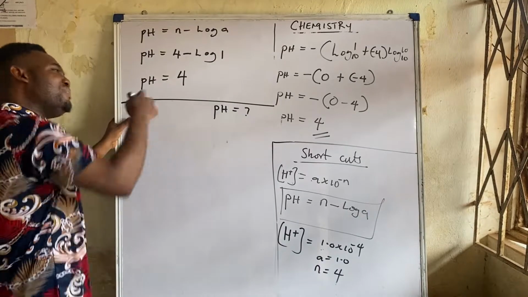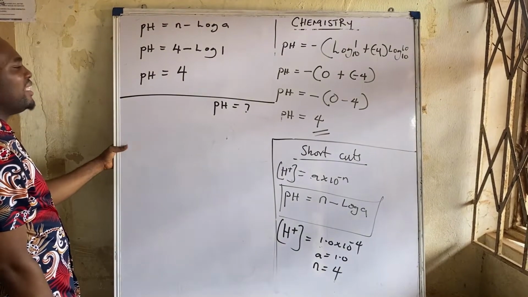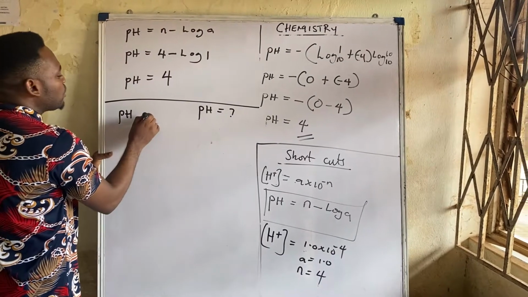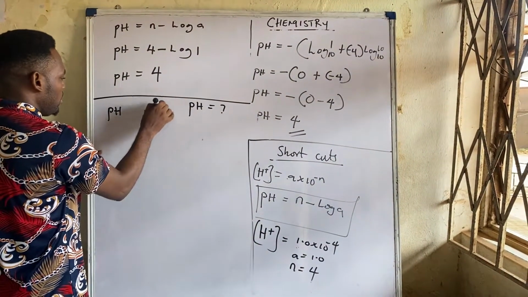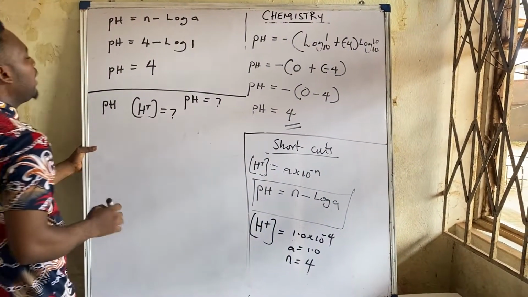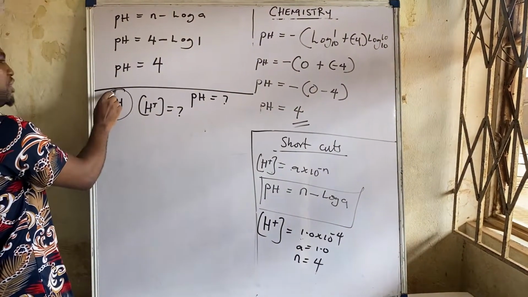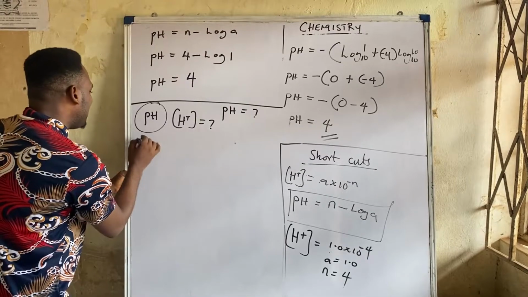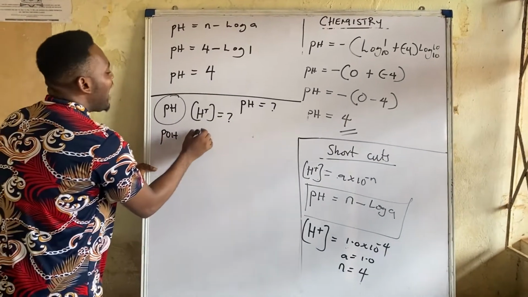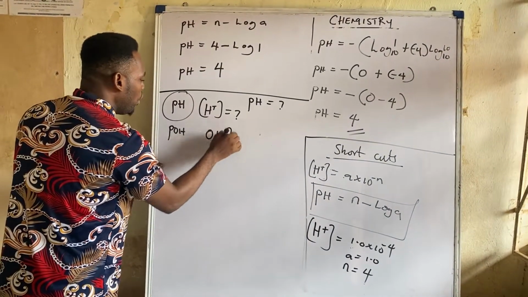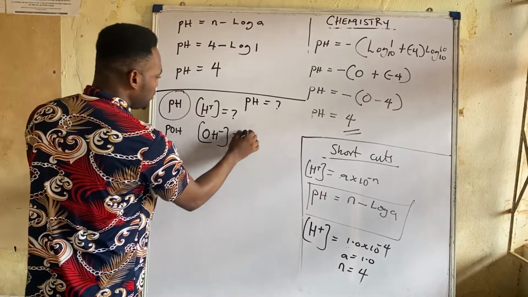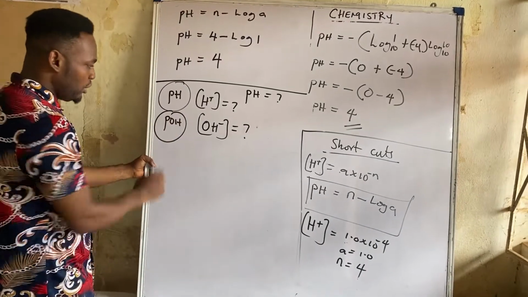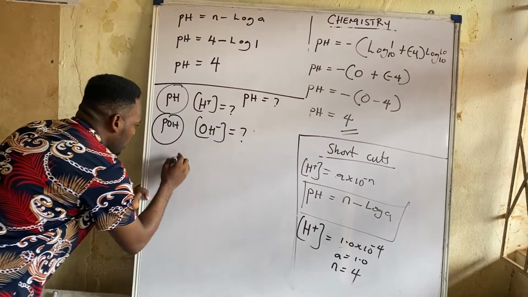But what if the reverse is the case? That they now give us pH and ask us to find H plus. Examiner giving you pH, asking you to get H plus, or giving you pOH, asking you to get OH minus. How do we do this? Shortcut to get this.